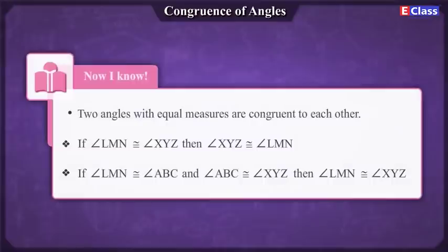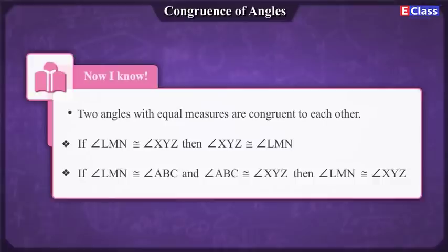Now I know. Two angles with equal measures are congruent to each other. If angle LMN is congruent to angle XYZ, then angle XYZ is congruent to angle LMN. If angle LMN is congruent to angle ABC and angle ABC is congruent to angle XYZ, then angle LMN is congruent to angle XYZ.